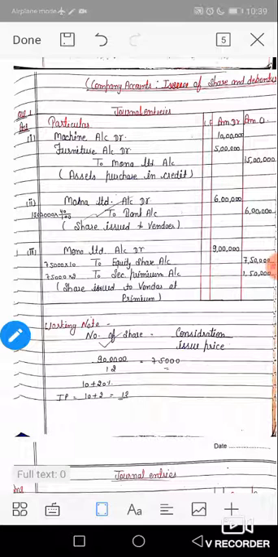Okay, so start. Sona Limited purchased machinery of rupees 10 lakh and furniture of rupees 5 lakh from Mona Limited. Sona Limited is the purchaser and Mona Limited is the vendor. Sona Limited paid 40% of the amount by cheque and the balance amount by issue of equity shares.